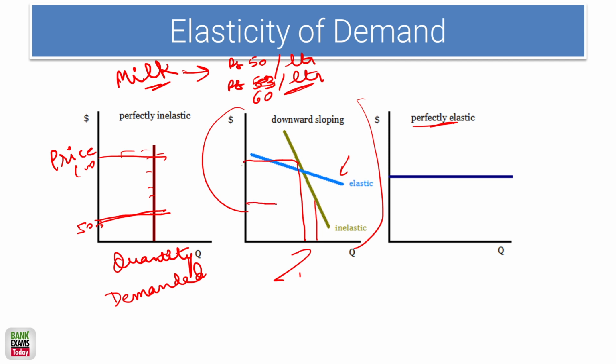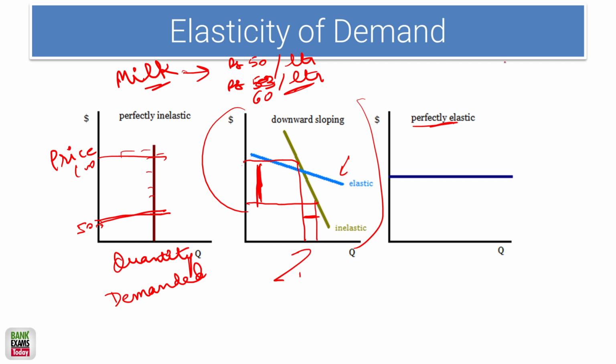Give a look to the green demand curve. The change in price, there is a huge change. This much is the change in price, while this much is the change in demand. The change in price is more. The price does not have that much impact on the demand, right? So a good classic example would be milk.